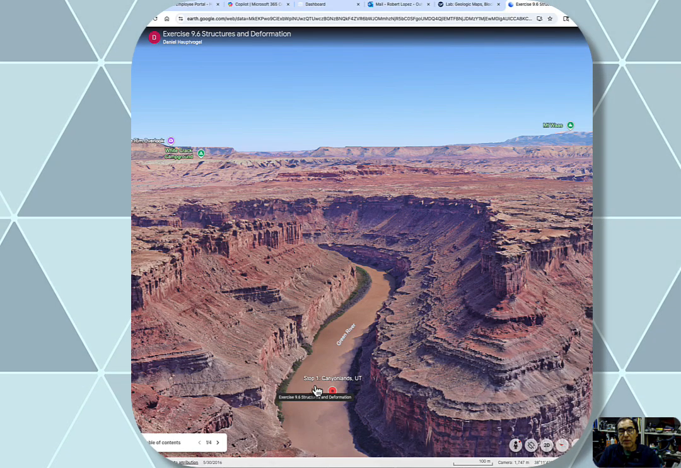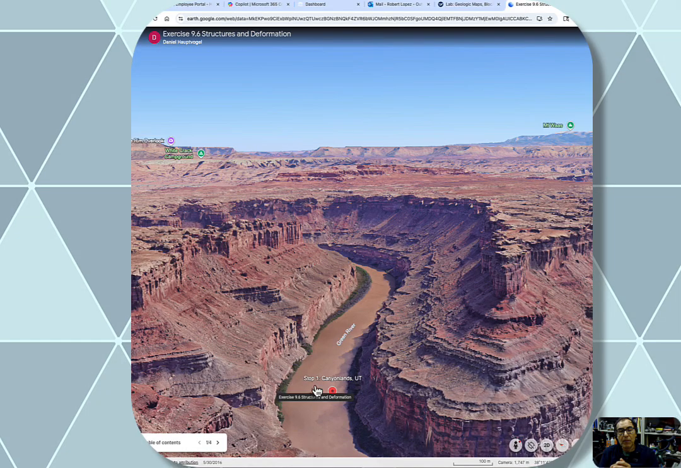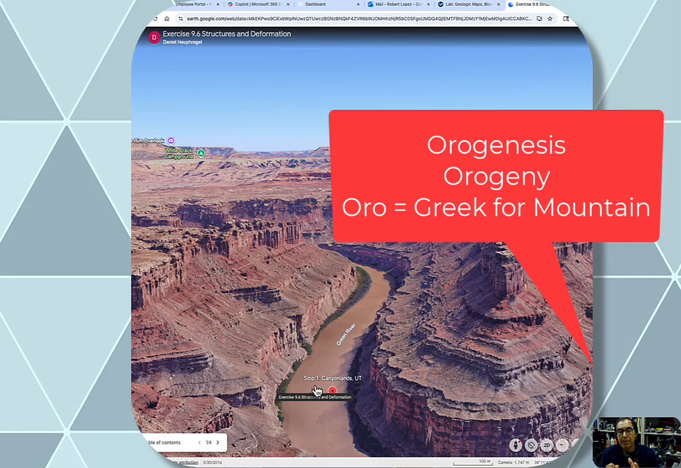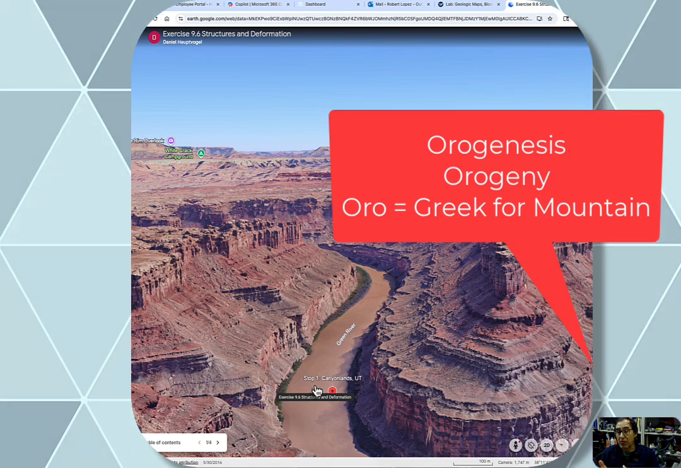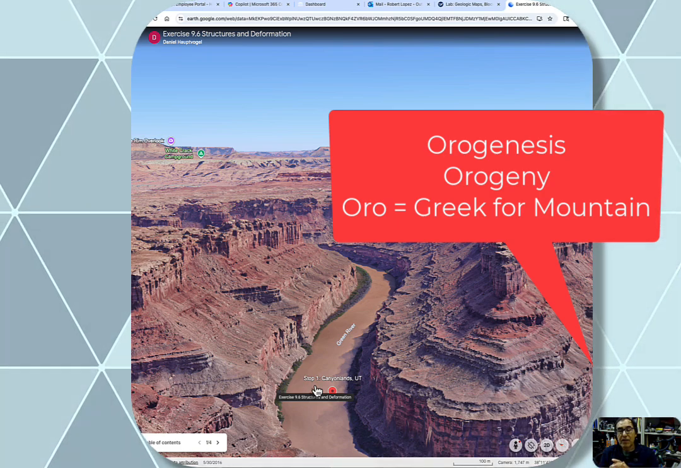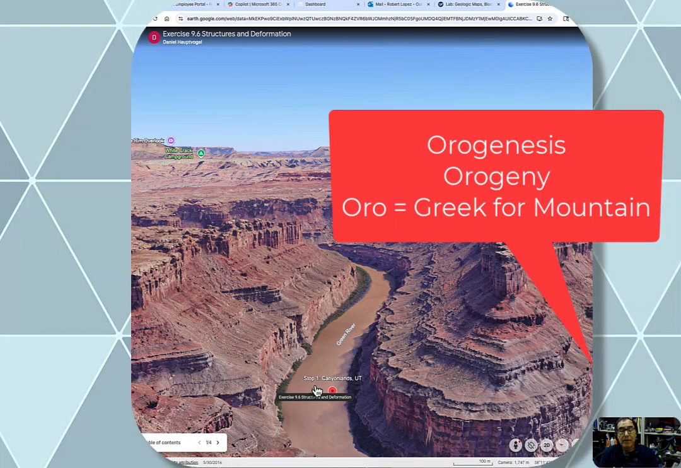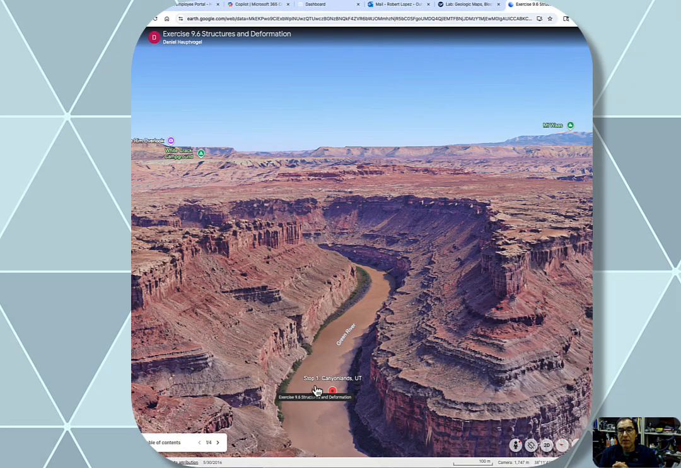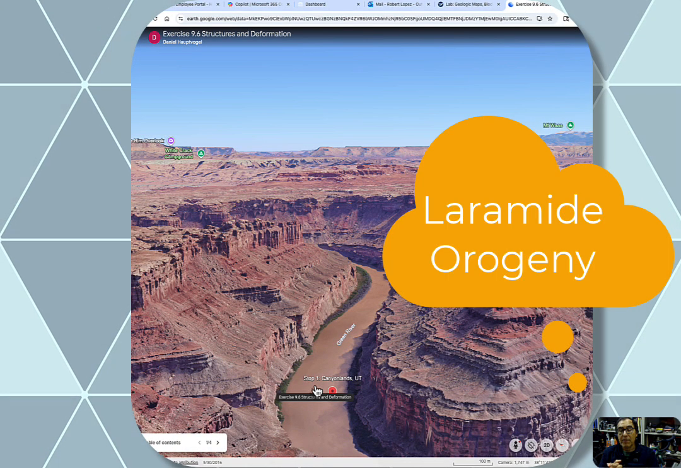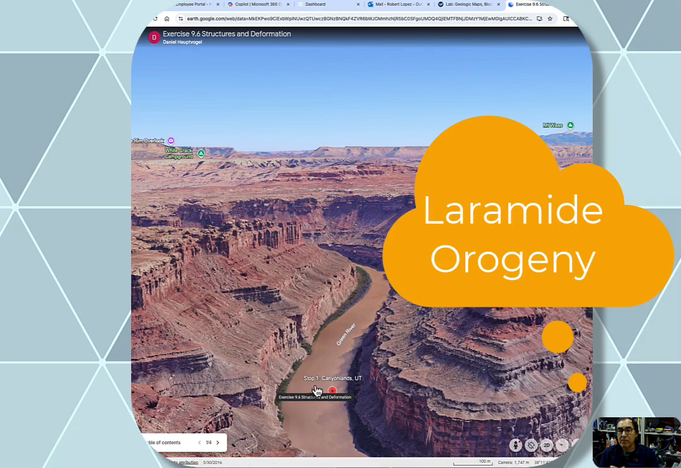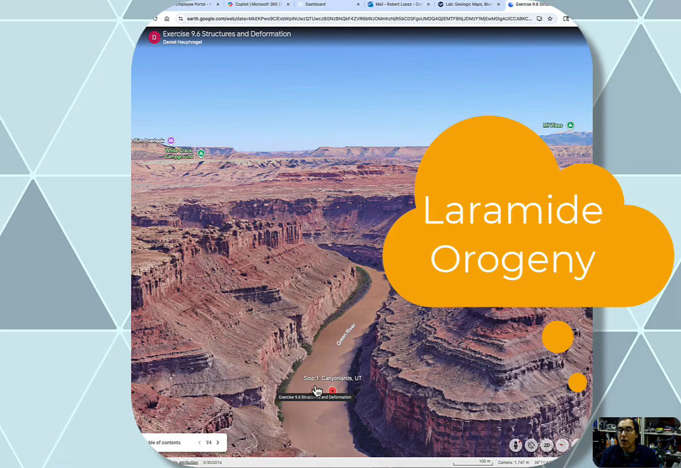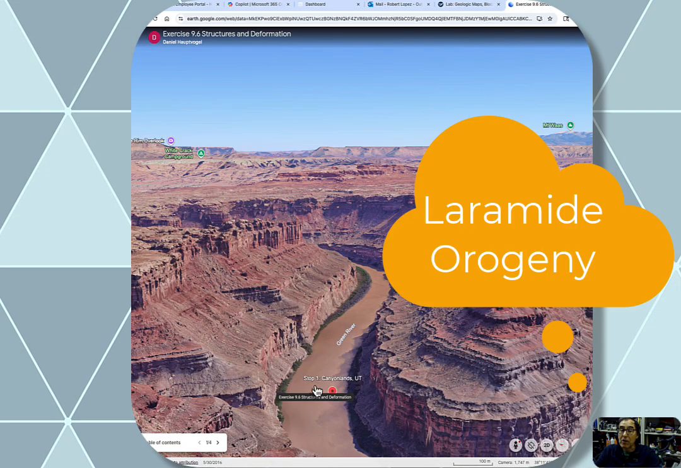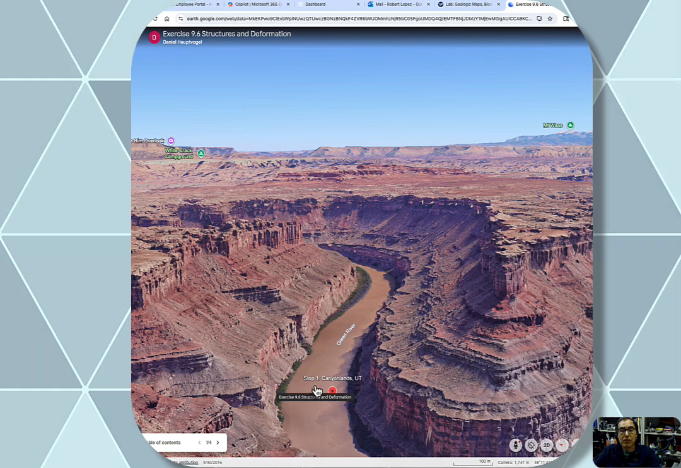In geology, we call mountain building events orogenesis. Oro in Greek means mountain, and genesis is birth of a mountain. So an orogenesis or an orogeny is uplift, exposure of a mountain. And in this case, we call it the Laramide. The Laramide orogeny is what's really responsible for this whole uplift of the Colorado Plateau. You can look up the Laramide orogeny, named after Laramie, Wyoming. That's one of the type locations.